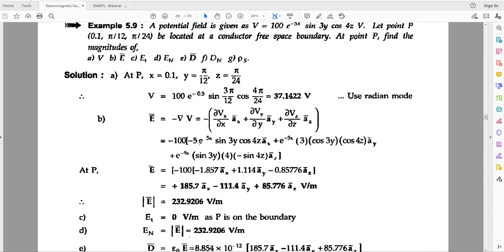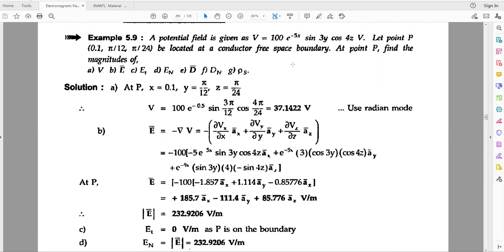See, these are related to the boundary conditions. A potential field is given, V is equal to 100 e power minus 5x sine 3y cos 4z, the voltage in terms of x, y, and z. Let the point P, the point 1, pi by 12, pi by 24 is given, be located at a conductor free space boundary at point P.